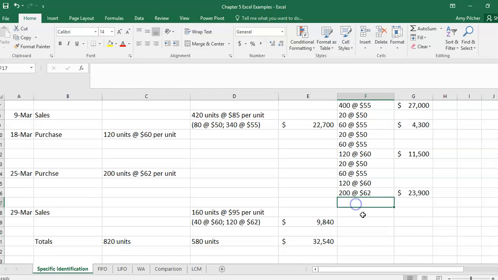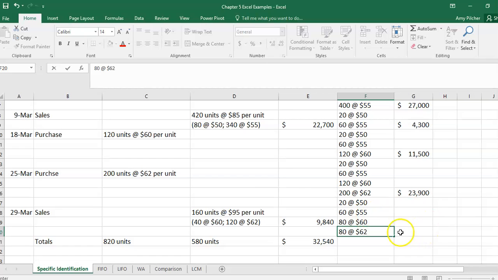$9,840. Now in our ending inventory, we still have those 20 from beginning inventory at $50, 60 at $55. We have 80 left of the $60, and we have 80 left of the $62. So our ending inventory is 20 times 50 plus 60 times 55 plus 80 times 60 plus 80 times 62. So with specific identification, in the month of March, we have total cost of goods sold of $32,540 and total ending inventory of $14,060.